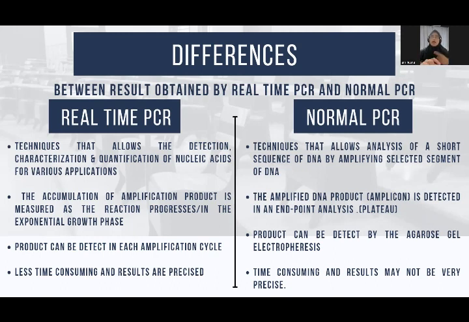Real-time PCR is less time consuming, and the results are precise. This is because we measure it at the exponential phase, which is the optimal point for analyzing data, while normal PCR is time consuming and the result may not be very precise because the results are based on size discrimination, which may not be precise. So that's all for this.